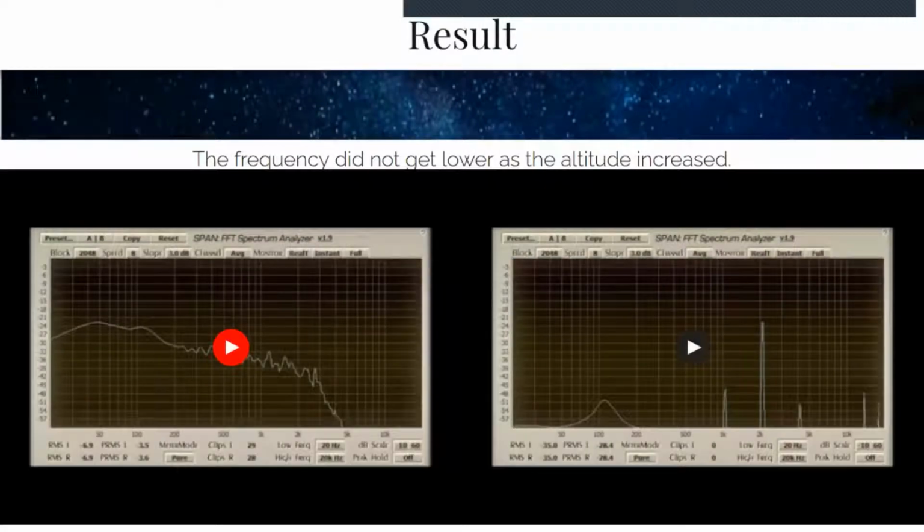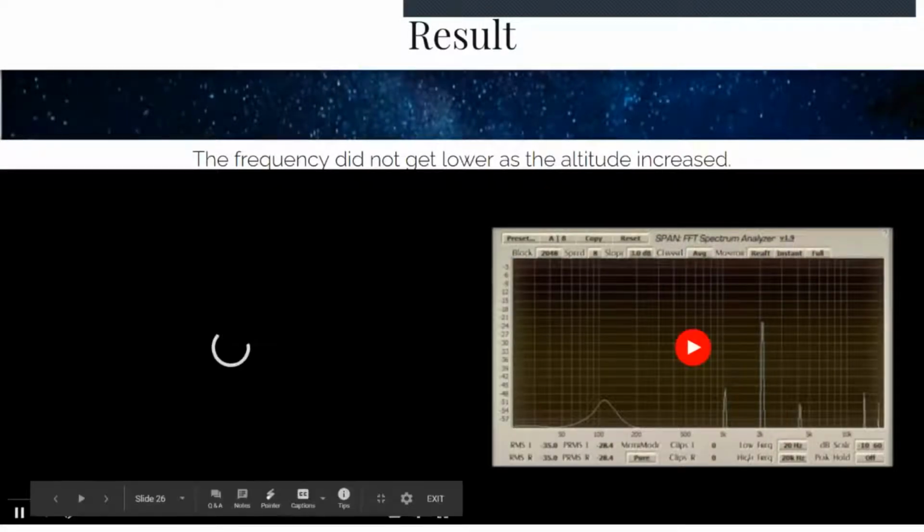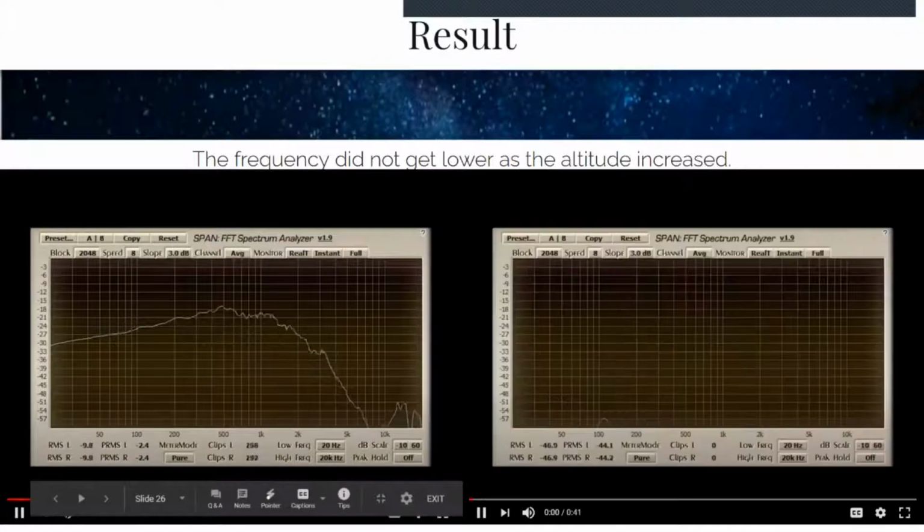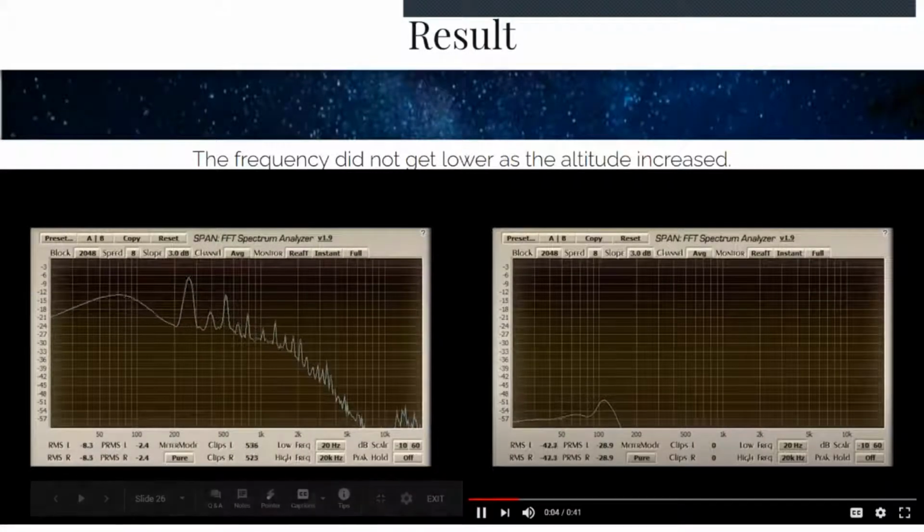So the result was the frequency did not get lower as the altitude increased. So this is the recording from the balloon. They ran it through their analyzer.